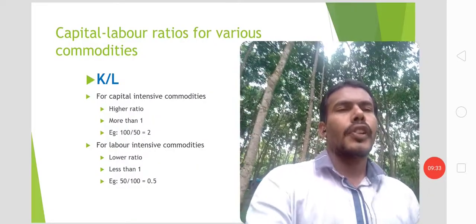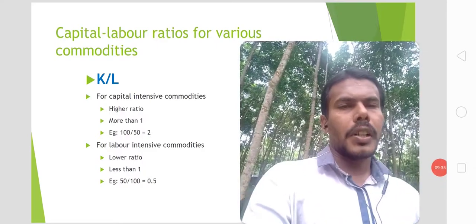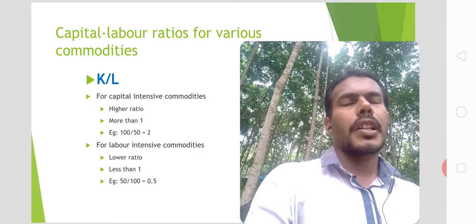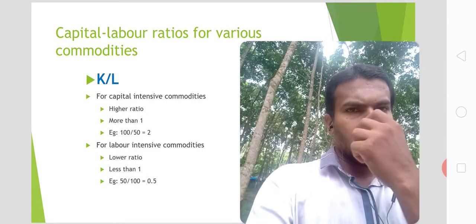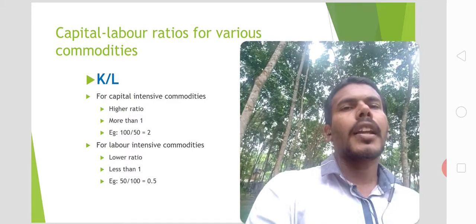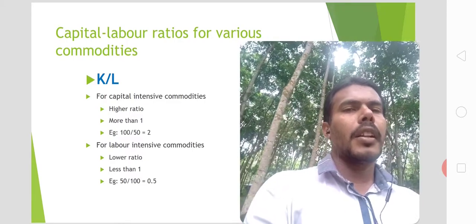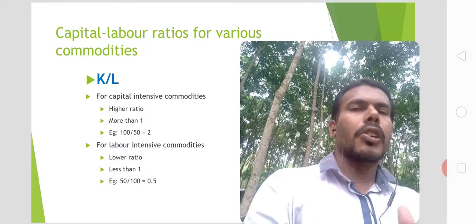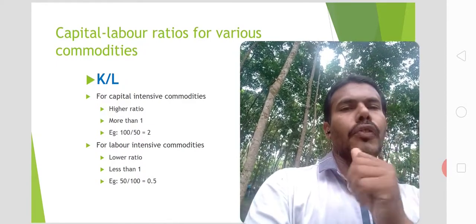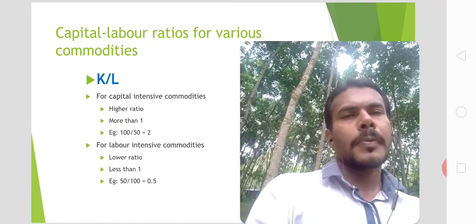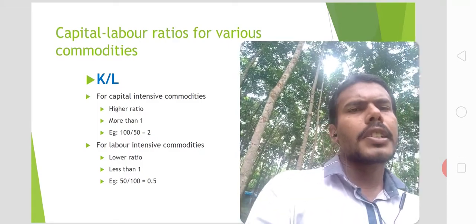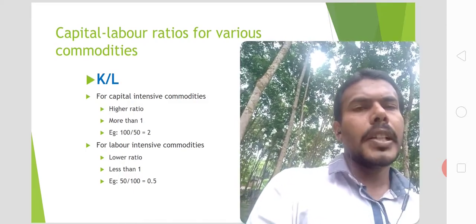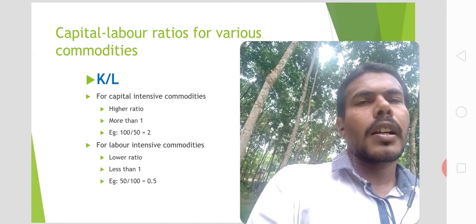So let's finish the first part of the Heckscher-Ohlin theory with the capital labor ratio for various commodities and various nations. The capital labor ratio can be written as K by L, where K stands for capital and L stands for labor. So K by L stands for the capital labor ratio for various commodities and various nations. For capital intensive commodities, the K by L ratio will be higher. That means K will be more than L.